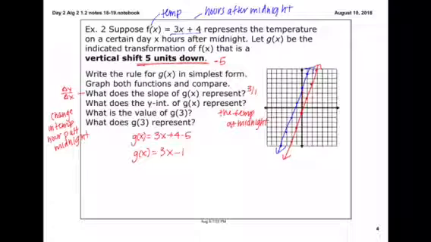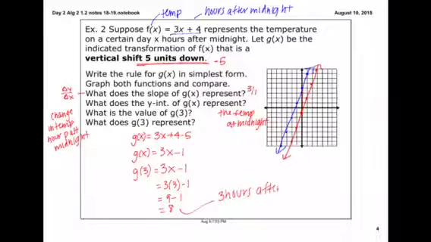So what is the value of g of 3? When we have g of 3, it's asking us what is the y value, or the output of our function, when we replace our x values with 3. So we do our algebra and we get 8. So 3 hours after midnight, it is 8 degrees outside.